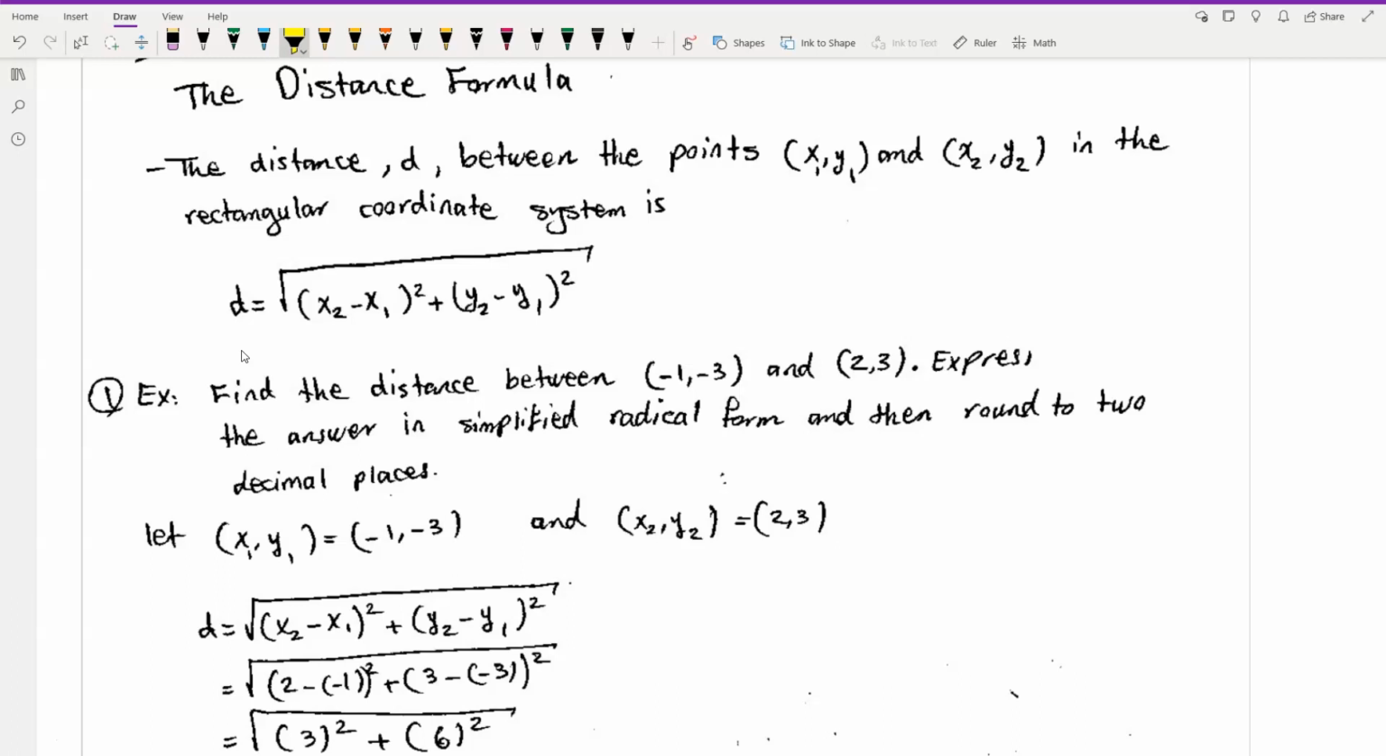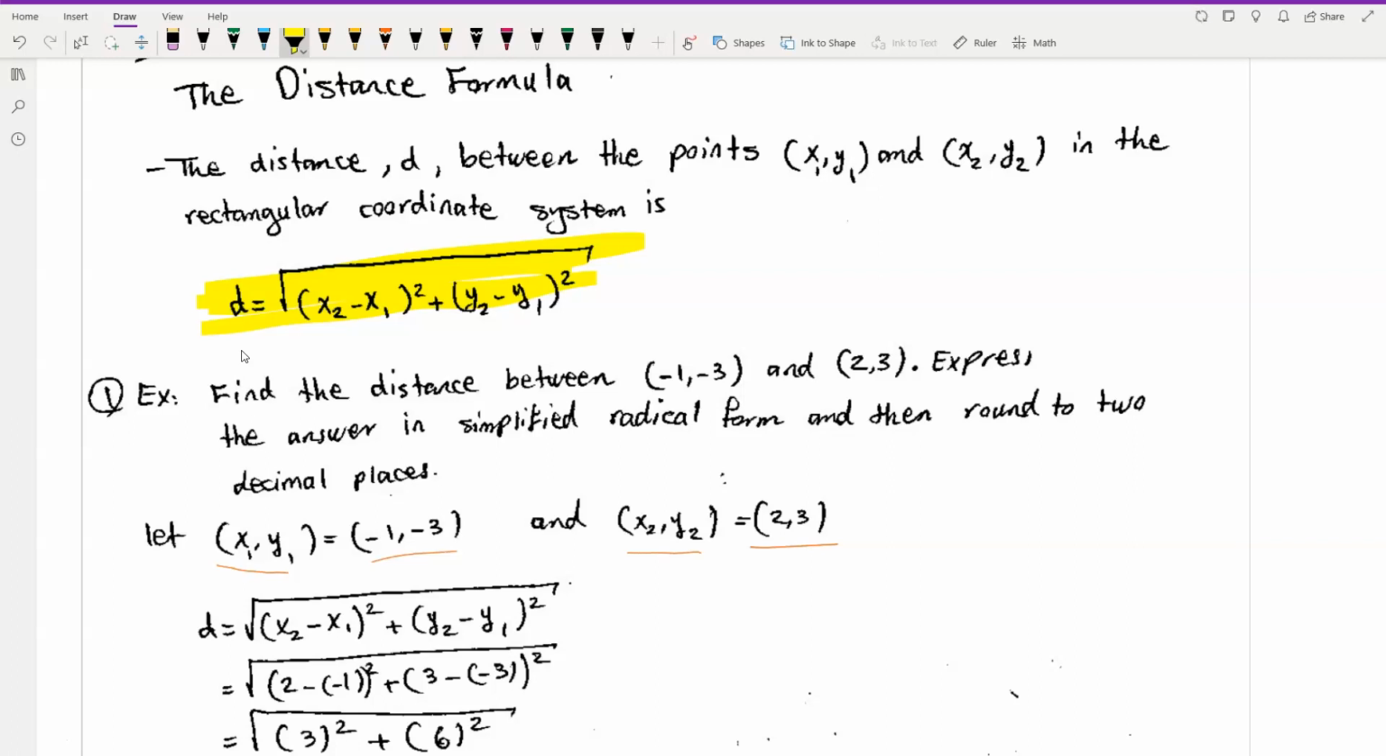Here is an example. Find the distance between these two ordered pairs, (-1, -3) and (2, 3). Express the answer in simplified radical form and then round to two decimal places. So let (x1, y1) equal (-1, -3) and (x2, y2) equal (2, 3). Now using this formula, the square root of (x2 minus x1) squared plus (y2 minus y1) squared.